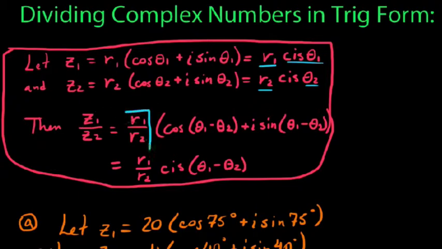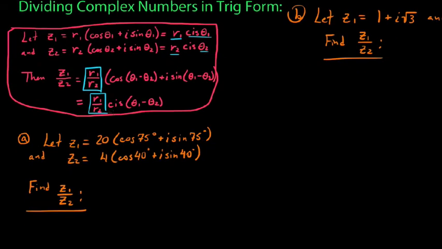This law basically states that we'll just take the two moduli and divide them in this order. So r1 over r2 is our new modulus. And instead of adding the two arguments, we just go ahead and subtract them. So cosine of theta 1 minus theta 2 plus i sine of theta 1 minus theta 2. Or in abbreviated form, the moduli are divided, and then cis of the difference between the two arguments.